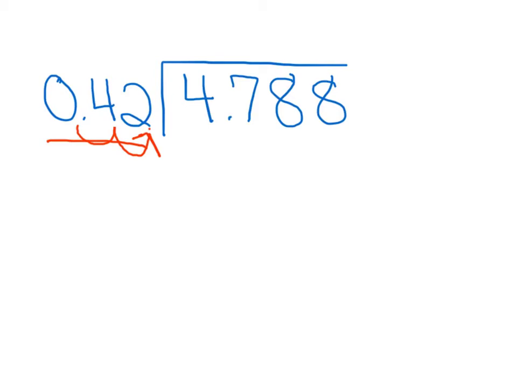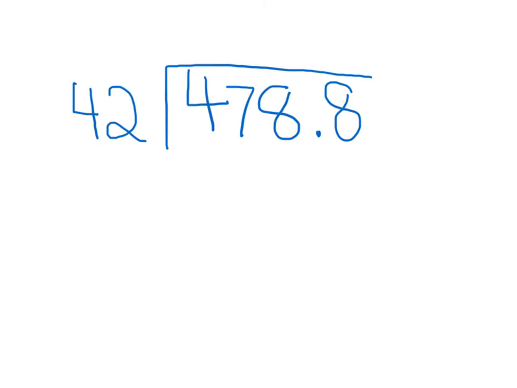Another way of explaining what we've just done is we've multiplied 0.42 by 100, making it 42. Since we've done this to the number outside the division problem, we need to do the same thing inside the division problem. So since we moved the first decimal point over 2 spots, we need to take this decimal point and move it over 2 places as well. There we go. Okay, now we're ready to divide.